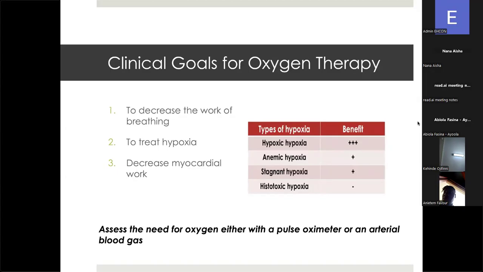Of course, when you want to assess the need for oxygen, if it is available, the way that we typically do this is with a pulse oximeter, or even better, with an arterial blood gas.